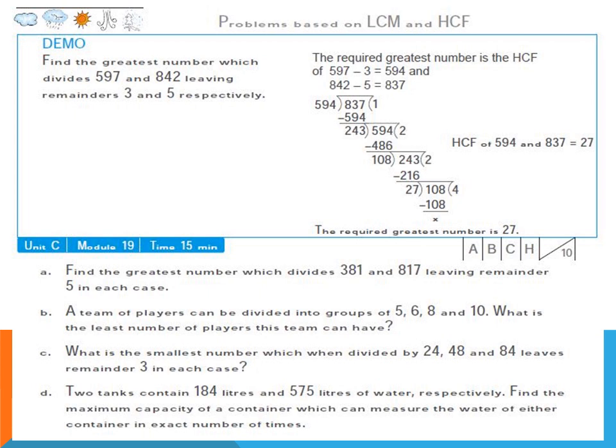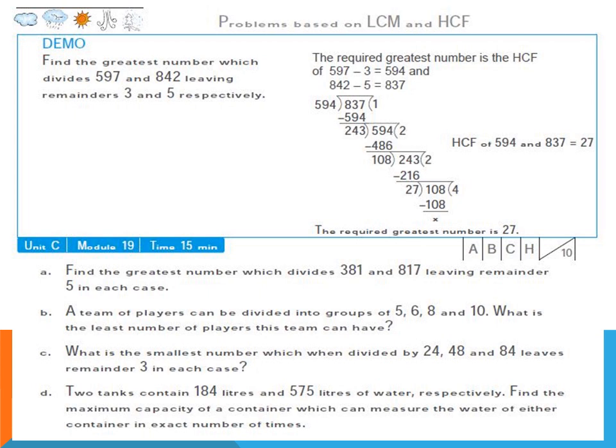In the same way, let's try to do all the problems in module number 19. Question number A, find the greatest number which divides this and this, leaving remainders 5 in each case. So first of all, you will subtract 5 both from 381 and 817. Then whatever two numbers you will get, you will find the HCF of those two numbers.